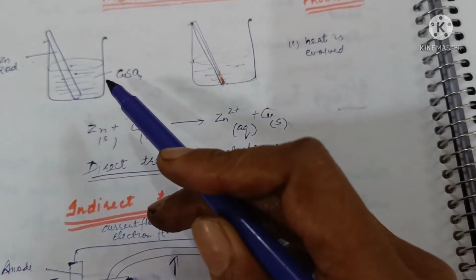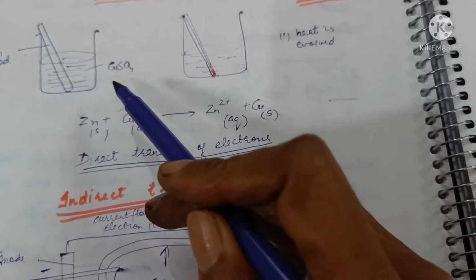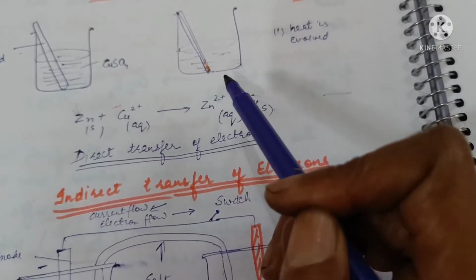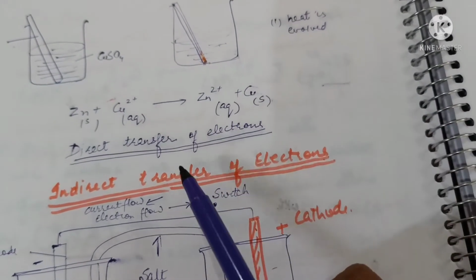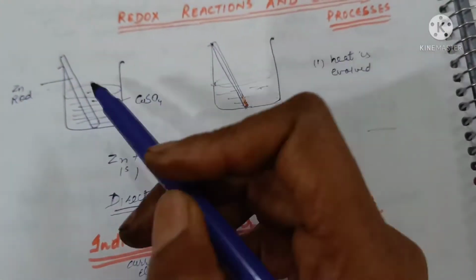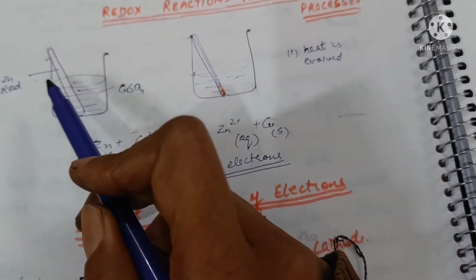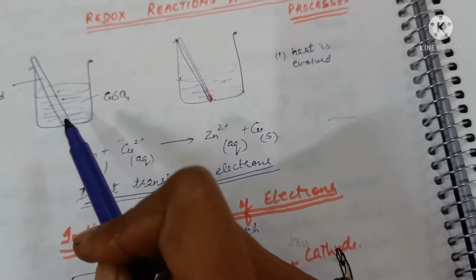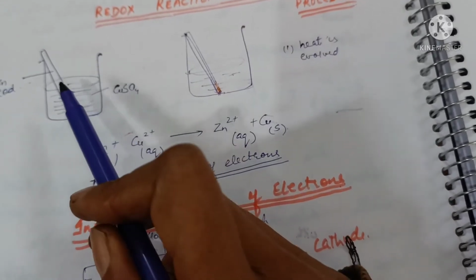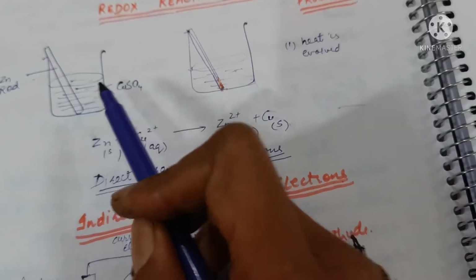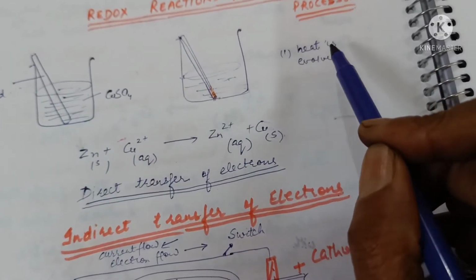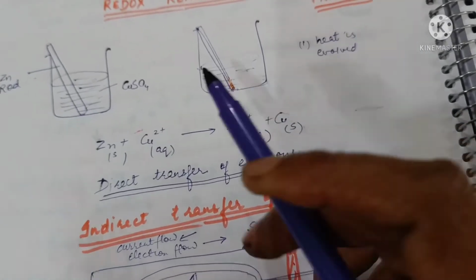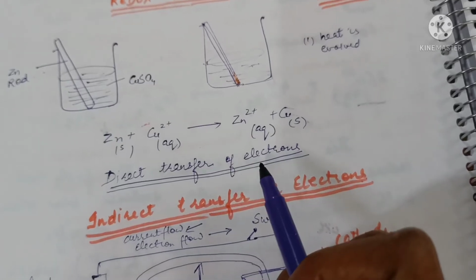And the blue color of copper sulfate solution will pale down and will slowly get converted to colorless zinc sulfate solution. So in this zinc has lost electrons, oxidation reaction. Copper ions have gained electrons, reduction reaction. And in this redox reaction, because they are in direct contact with each other, energy is produced, heat is evolved, and after some time the temperature of the solution rises. So this is a direct transfer of electrons.